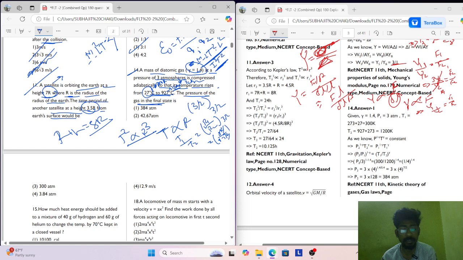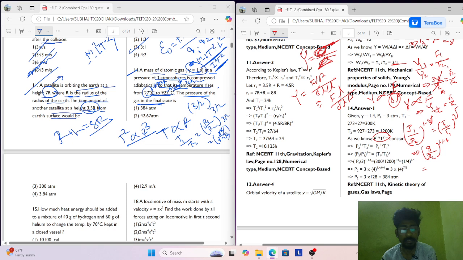Okay, got it? The formula for the adiabatic process is P to the power (1 minus gamma) times T to the power gamma is constant. So (P1 by P2) to the power (1 minus gamma) will be equal to (T2 by T1) to the power gamma. This is the formula for the adiabatic process, right? Now just put all the values in. It is a really easy numerical, but very calculative.